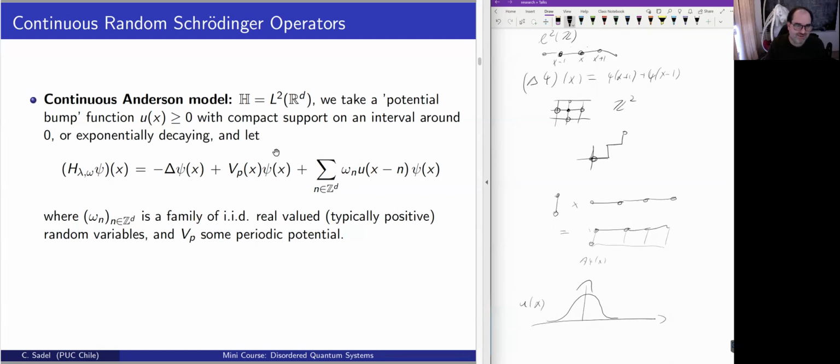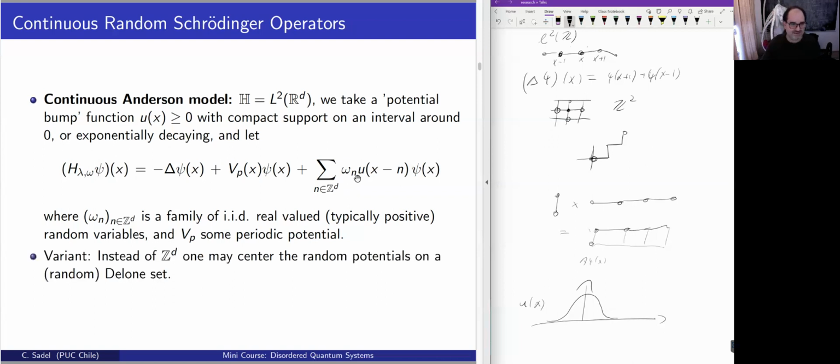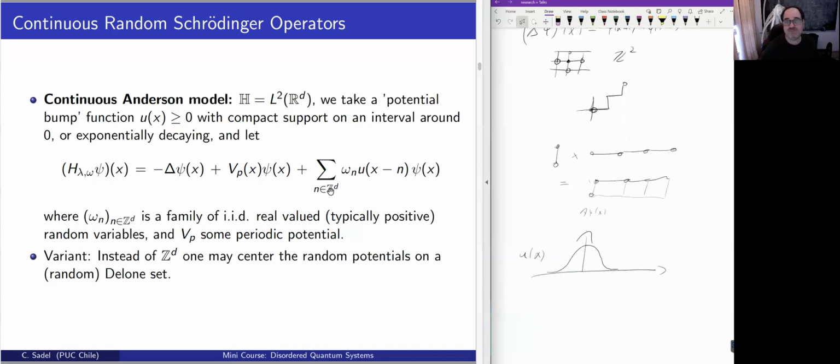Okay, so this part here is the nice part with the periodic potential, maybe describing some metal, some nice periodic crystal structure, and then you get here the disorder. There are also some variants of these models where, instead of Z^d, you center the random potentials, the bump functions here, at some Delaunay set. Think of it maybe as an aperiodic lattice or something. I won't be more precise here.